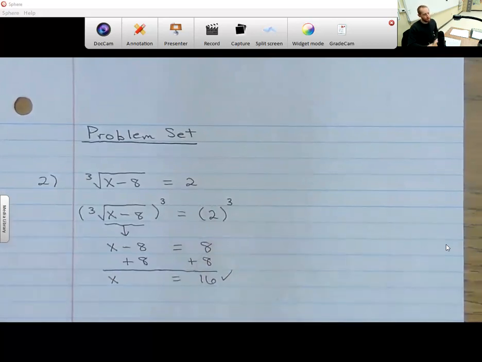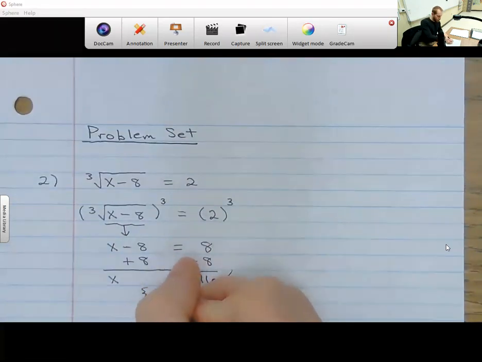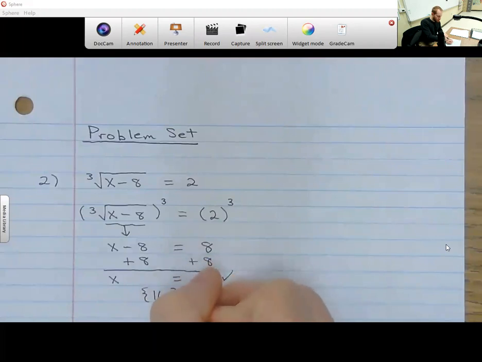Okay, so once you've got your answer, 16, you put it inside the solution set. So I'm going to draw my solution set, put a 16 on the inside, and then close it up, because that's the only solution for this equation. Okay, so not so bad, right? All you're doing is getting rid of the radical by cubing, and then you get x by itself somehow. All right, so now let's check our work.